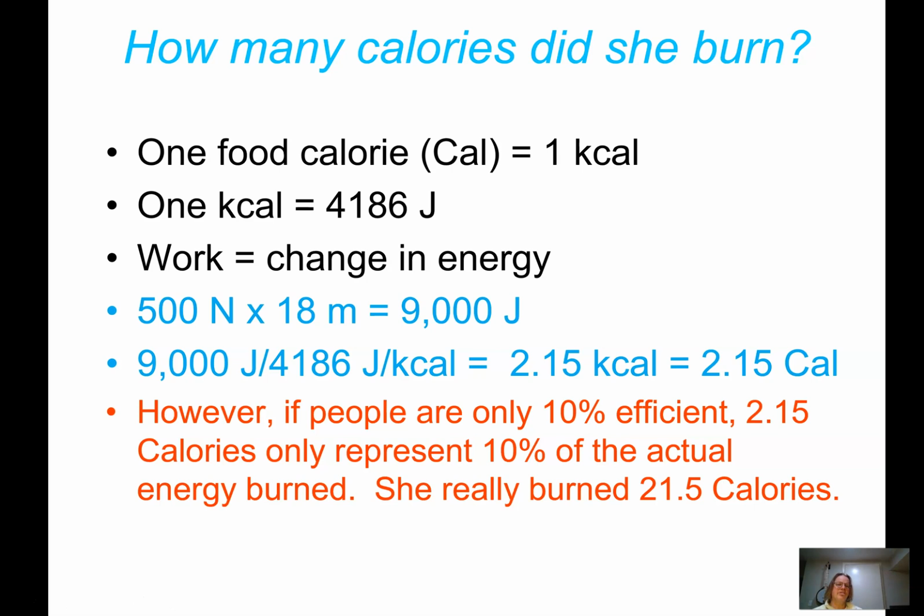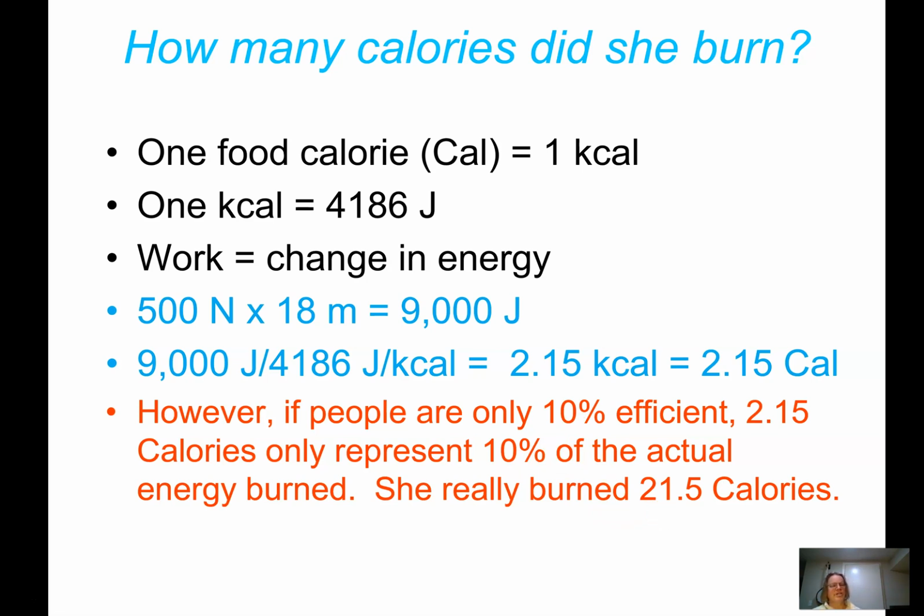So that means she actually burned more energy than that, because 90% of the energy that she used was given off as heat energy. That's how our bodies work. Okay, we like cooler temperatures than your body temperature because we're metabolizing things. We got to get rid of the heat energy. So that means if we're only 10% efficient, she actually burned 21.5 calories.